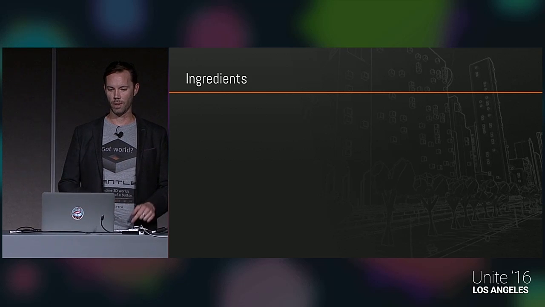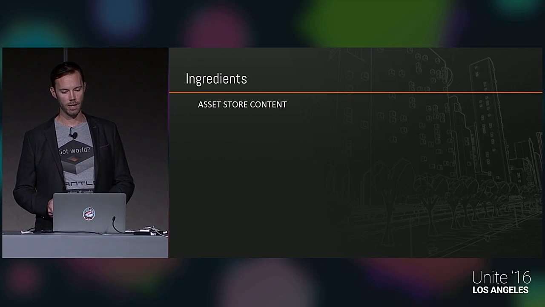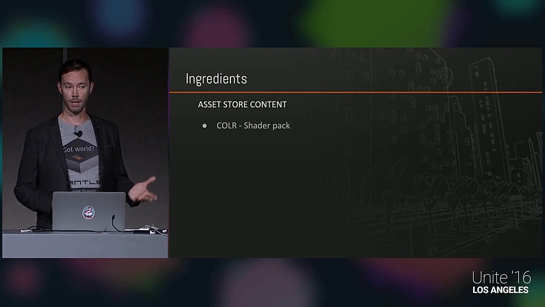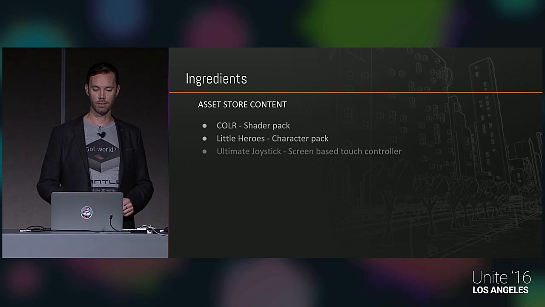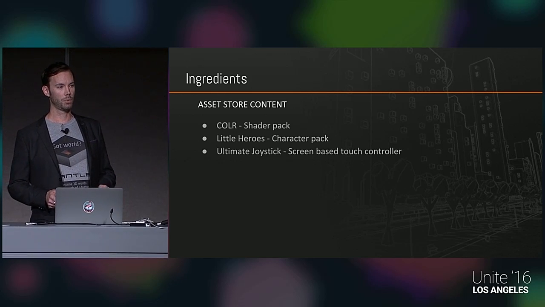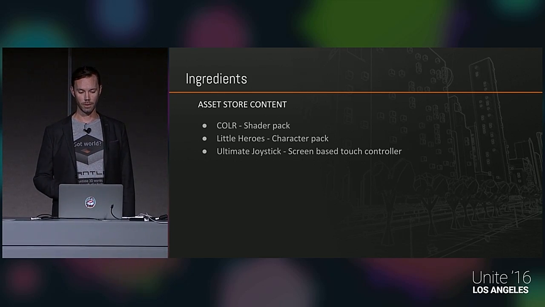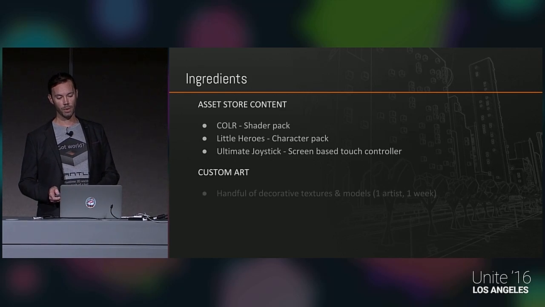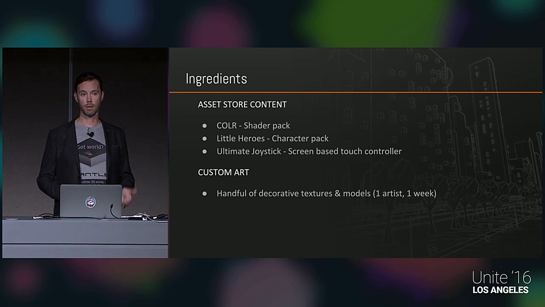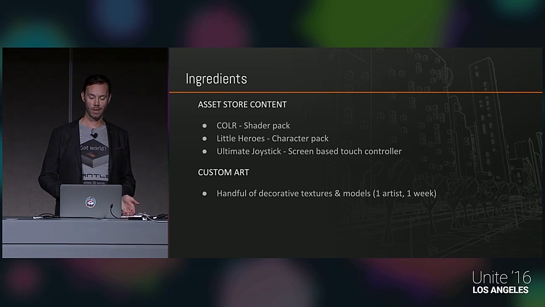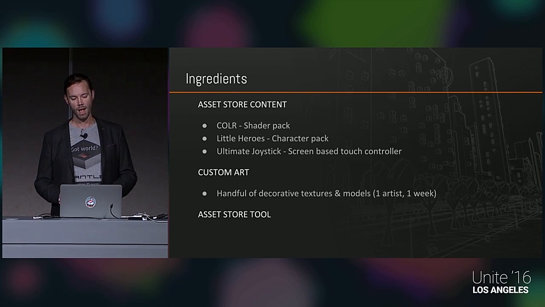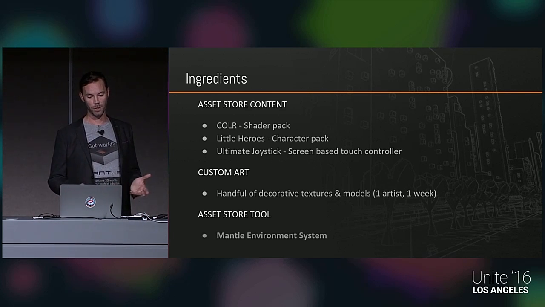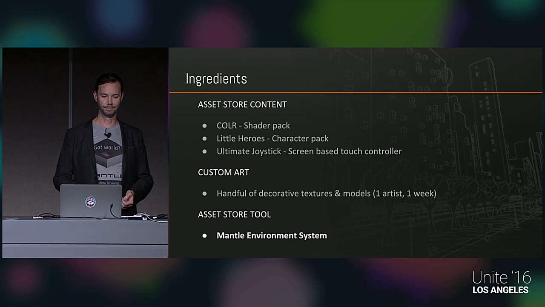So the ingredients that we're using today, some of the asset store content is Color, which is a really nice shader pack. We're using Little Heroes, which is a really good character pack, so rather than having to create and animate your own. We're using Ultimate Joystick, which is a screen-based controller, which is also really useful. The custom art that we've done is a handful of textures and some models that our artist has put together in 1 week. She's not done anything for mobile before, and it's a bit rushed, but I think you'll get the impression of what we're trying to do. And most importantly, as the asset store tool, we're using the Mantle environment system to plug everything together.